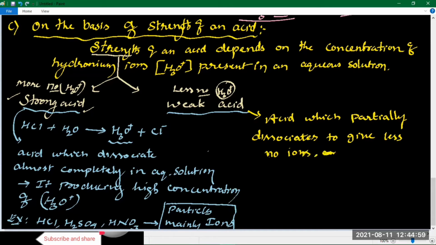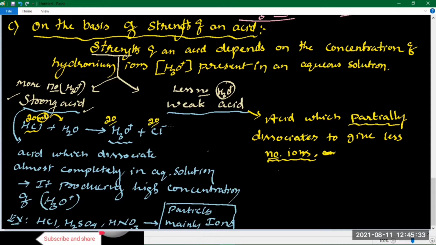Let us discuss now an acid which partially dissociates to give fewer ions. Why does it give fewer ions? Because it undergoes partial dissociation. For example, if I take 20 molecules of HCl and dissolve them in water, the HCl produces 20 hydronium ions and chloride ions. Almost all of them dissociate.